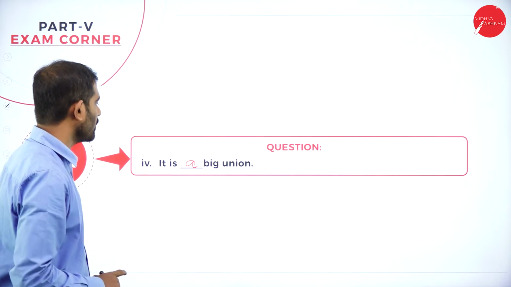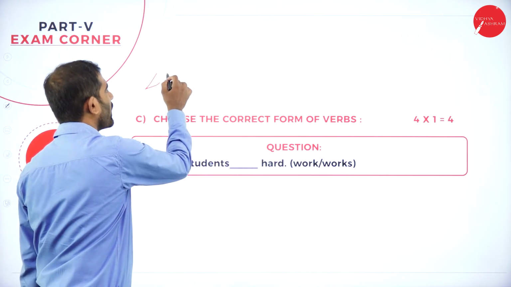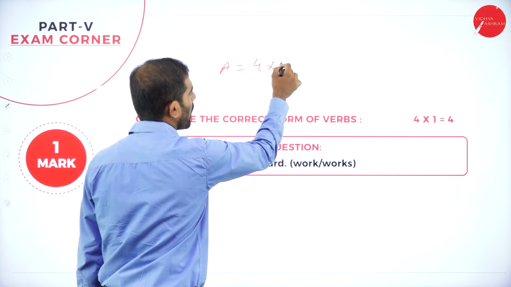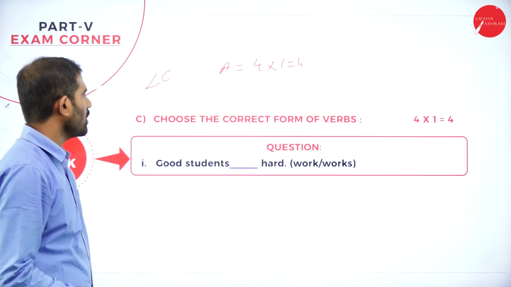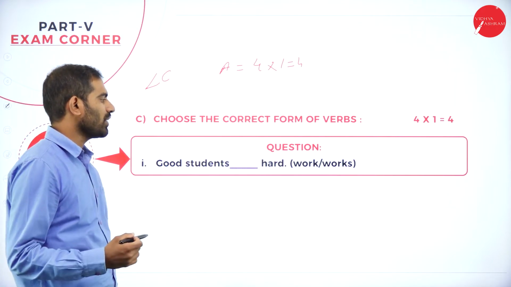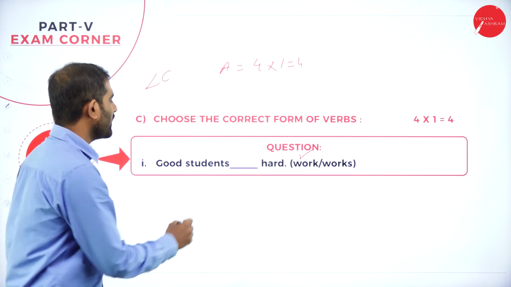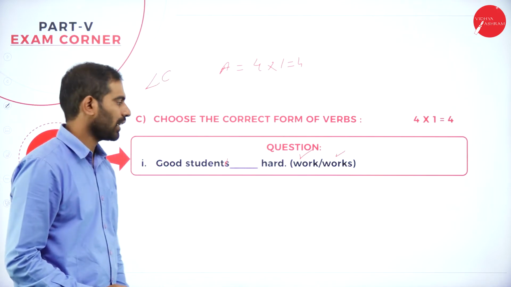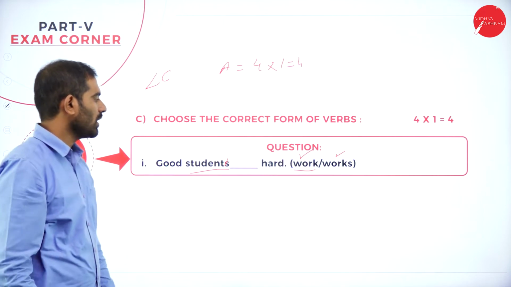A big union. Let us move on, and you should know that in this language component, each section will carry 1 mark and you will face 4 questions. Choose the correct form of verbs here. Good students work hard. If it is good student, then it is works hard. Since it is good students, it is work.